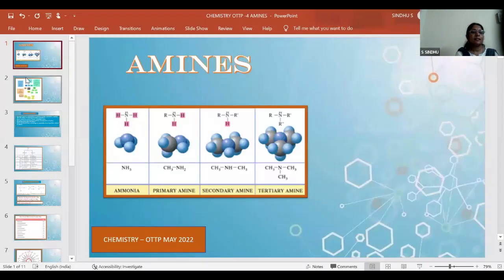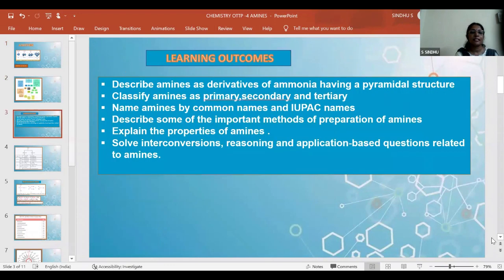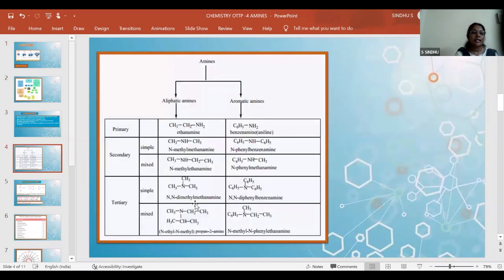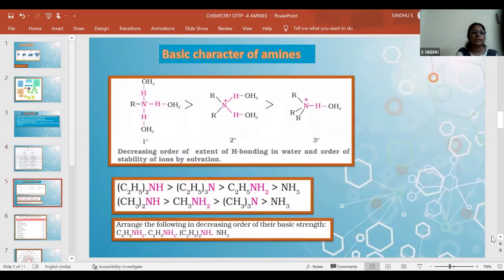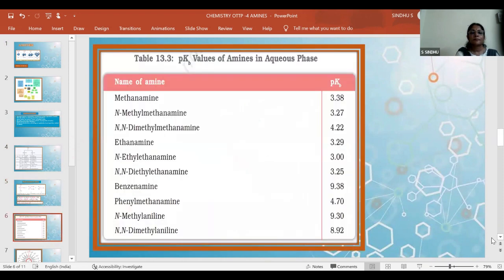Amines again, all these we have, same thing: amines, properties, learning outcomes are here. Classification of primary, secondary amines, how we have to go in. And as I discussed, the basic behavior, and comparison based on pKb values. So given the pKb data, they should be able to analyze from the data. So here, which is the most basic?